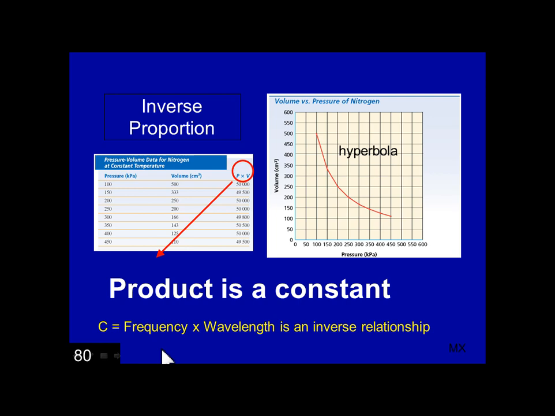An example of an inverse proportional relationship is an important equation that we use in chemistry and also in physics, that c, which stands for the speed of light, is equal to the frequency of a particular electromagnetic wave times the wavelength. That's an example of an inverse proportionality.